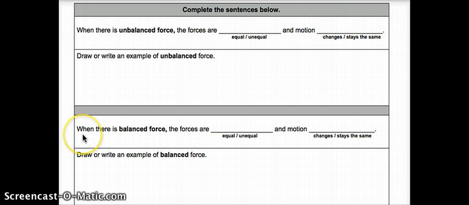The second question says, when there is balanced force, the forces are equal or unequal, and motion changes or stays the same. This is for balanced force. Press pause to fill this in. Press play when you're done. Finally, this question says, draw or write an example of balanced force. So just like you did here, you're going to draw or write an example of balanced force. You can choose draw or write. Press pause to do this. Press play when you're done.